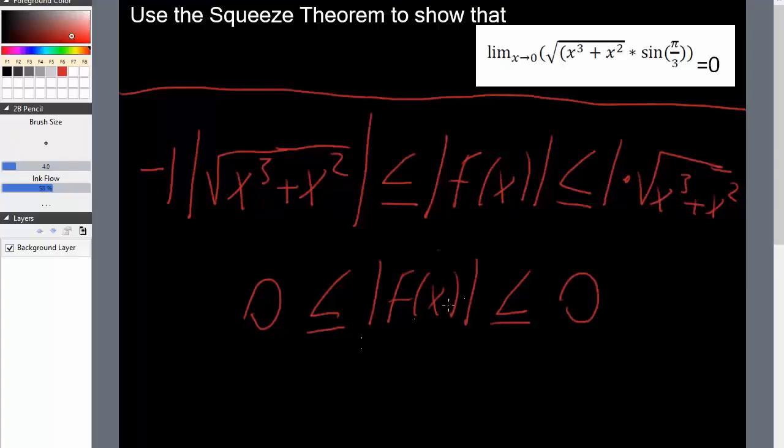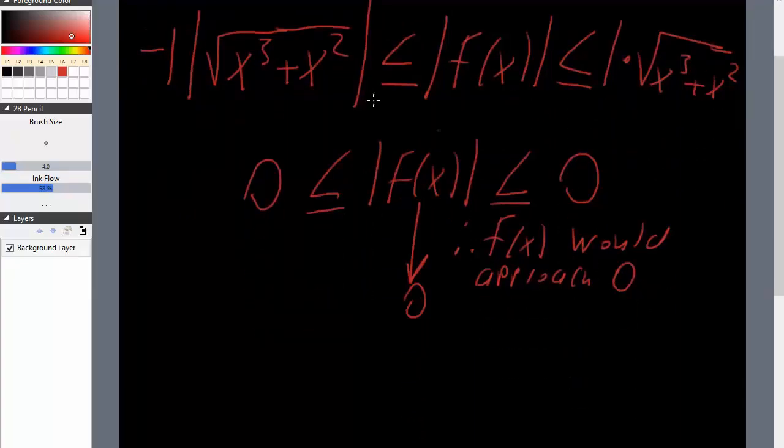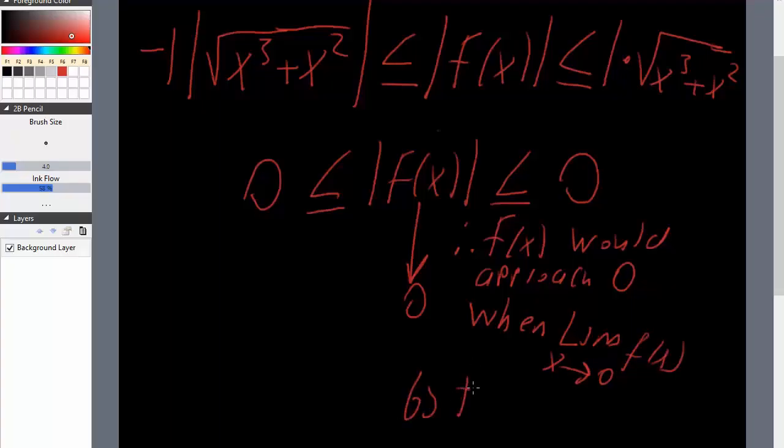And therefore, we are going to conclude that since f of x is in between these 2 points, it's also going to be 0. And so we're going to say this. F of x would approach 0, let me scroll down a little bit, when the limit x approaches 0 of f of x. And this is by the squeeze theorem. So, and that's it.